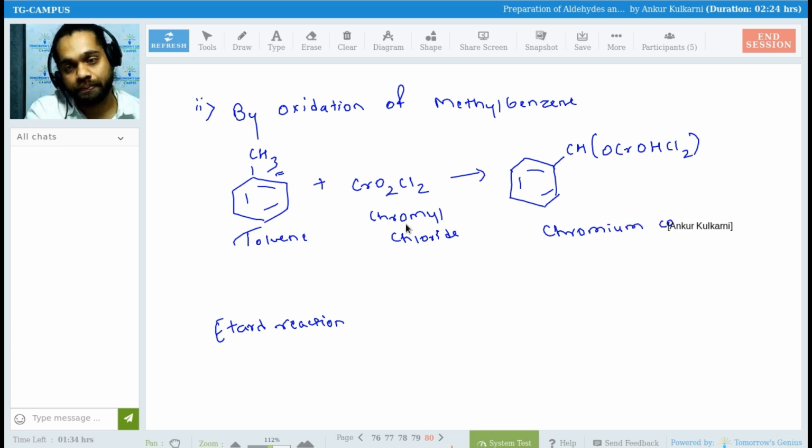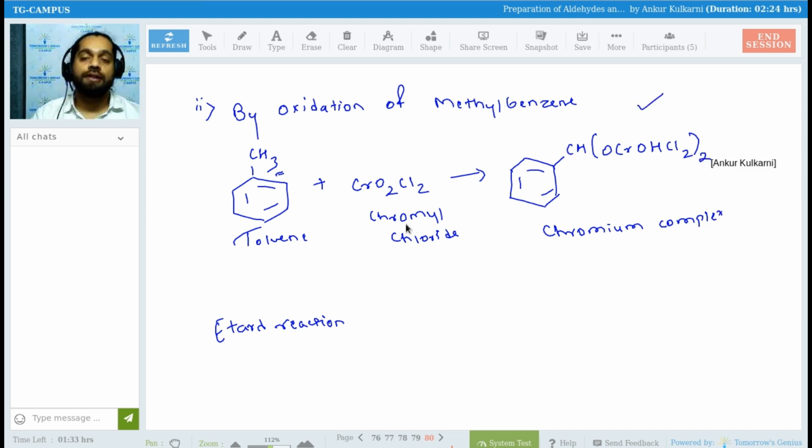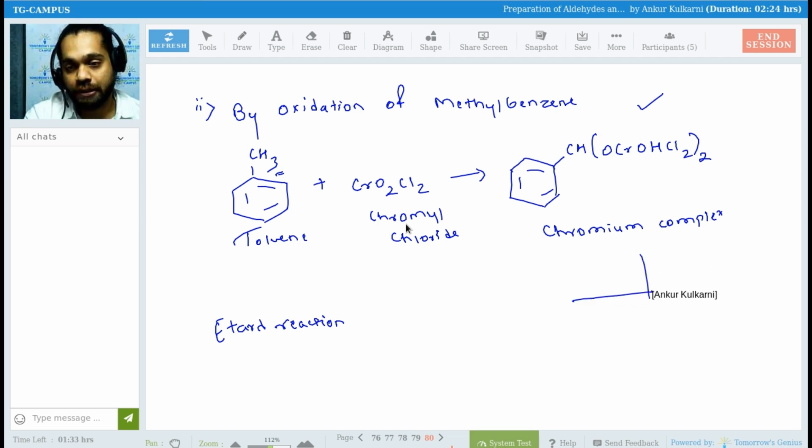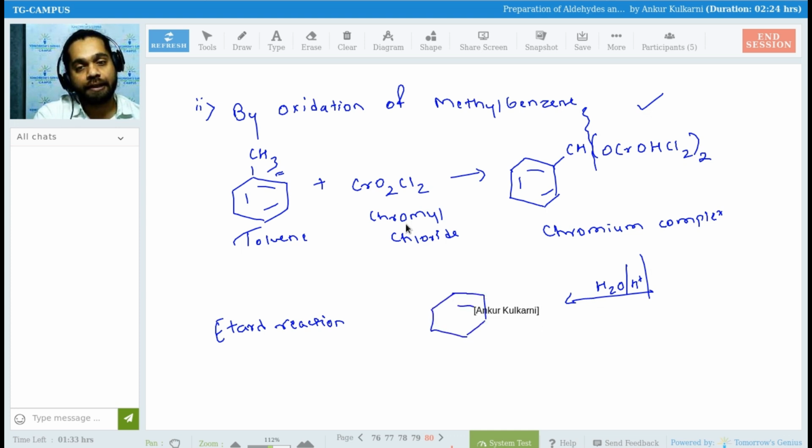Chromium complex. Last year this complex was asked. What is the complex that you get in the Etard reaction? And if I hydrolyze this in the presence of acid, what will happen? This will break and you will have O over here. So you will get an aldehyde, that is benzaldehyde.